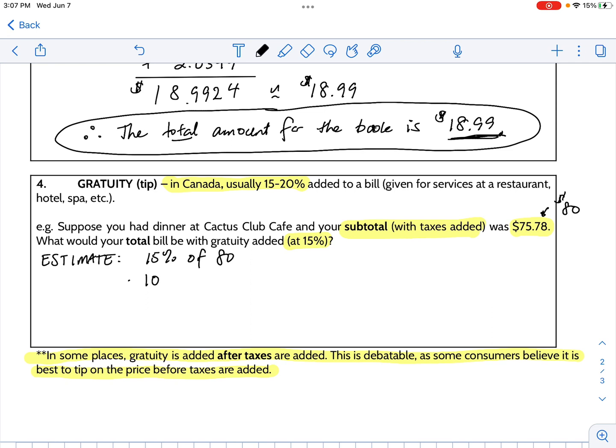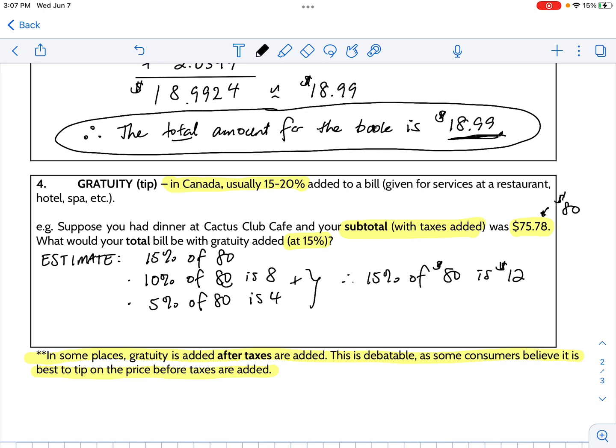So I know 10% of 80 is 8, because I'm moving the decimal place over to the left by 1. I know that 5% of 80 is gonna be half of 8, which is 4. If I add those two together, I know therefore 15% of $80 is gonna be $12. So I know that's approximately how much I'm gonna tip.